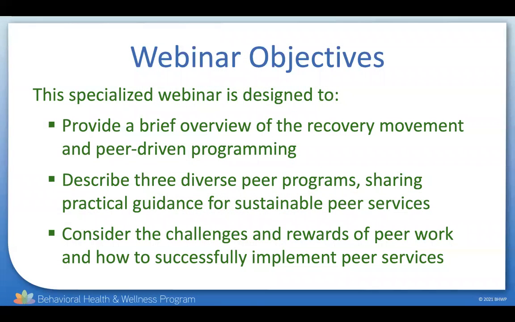So my goal for today is to provide an overview of how to implement peer-driven programs and thereby reach a wider audience of clients in order to support their tobacco cessation goals. So more specifically, I will begin by providing a brief overview of the recovery movement and peer-driven programming in general, including considerations of why to hire peer specialists and where and how to place them in different types of professional settings. I will then describe in some detail 3 different diverse peer programs that BHWP has conducted over the last few years, sharing some of the key outcomes and takeaways from those programs, as well as practical guidance for sustainable peer services and programs in general. And finally, I'll close by considering some of the challenges and rewards of peer work and some practical considerations for how to successfully implement peer services. I hope that upon completing this webinar, you'll feel inspired to consider implementing peer services at your agency and will attain some practical next steps to actually help you get started.